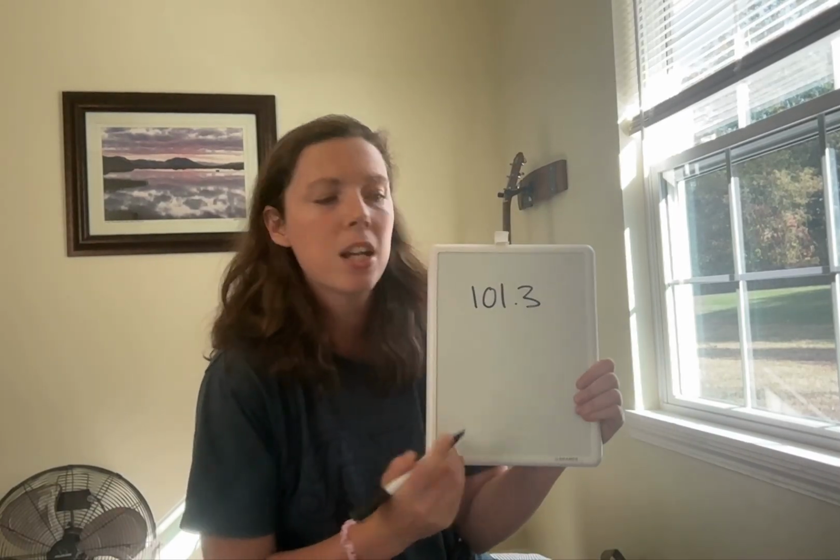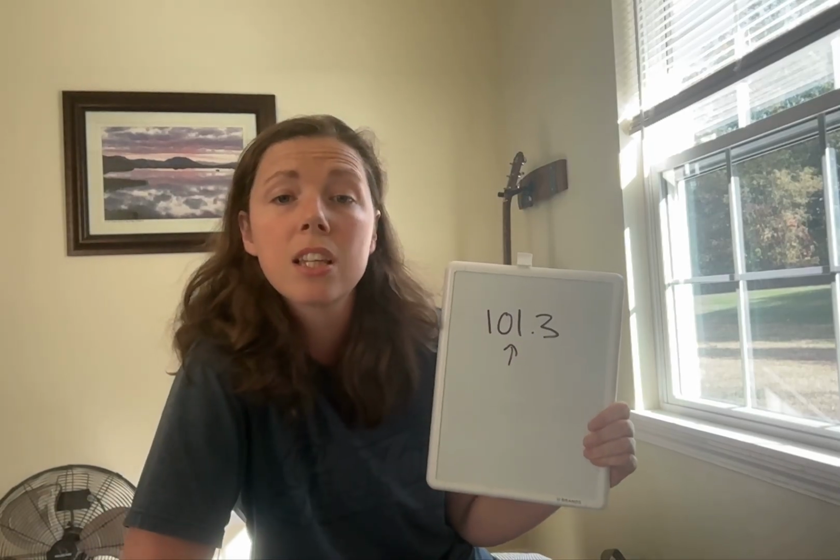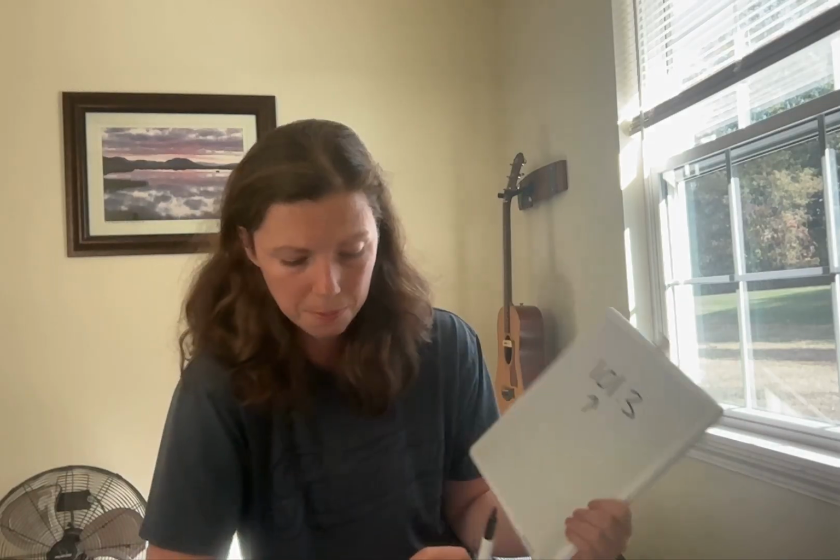And then finally, the fourth rule concerning zeros is zeros between 2 significant digits are also significant. So for example, 101.3, this 0 is between 2 other non-zero digits. It is always significant. This has 4 significant figures.